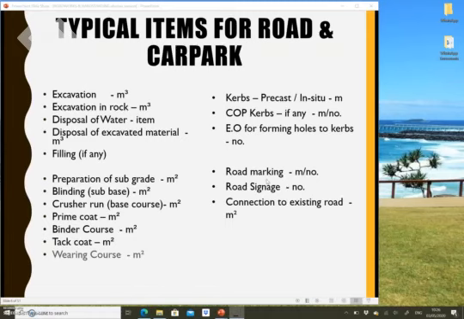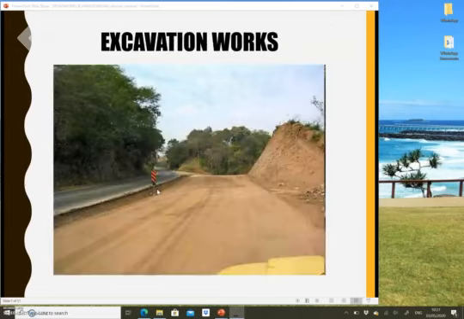But please let me remind you, for this measurement that we are going to do this week is all the items for road, car park, and pavement that are within the building boundaries. So you have to be able to indicate which scope of work will be in your boundaries and which scope of work will be beyond your boundaries. So this is excavation works.